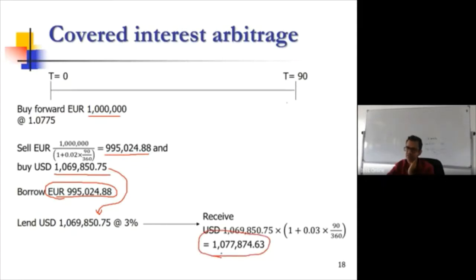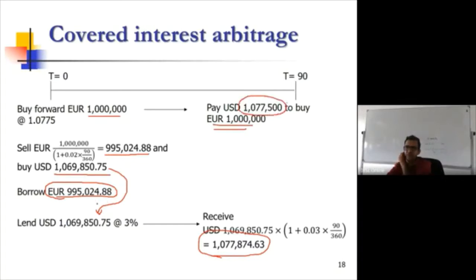Then what you can do: you have a liability in this transaction to pay $1,077,500 to buy euro 1 million. So you complete that transaction, or you honor your obligation. Pay this amount of dollars to buy euro 1 million.